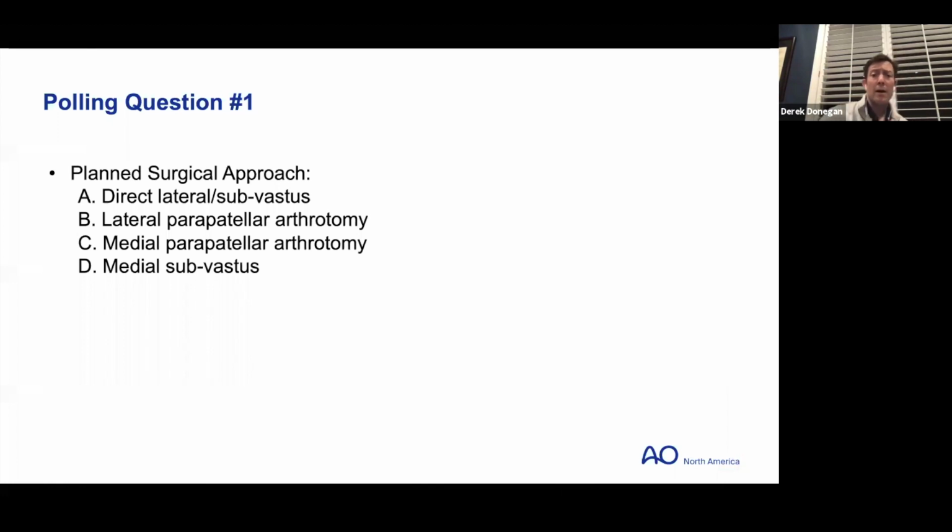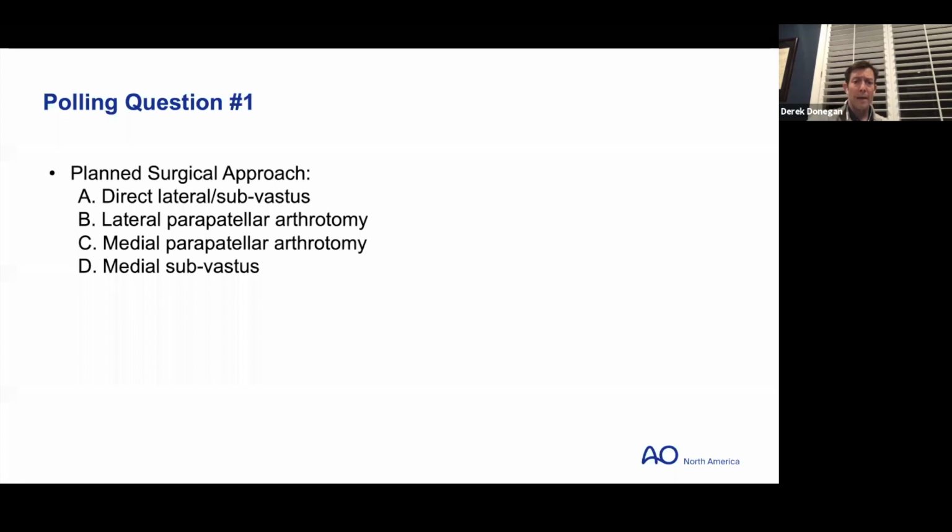So for the audience, how are you going to approach this injury? Are you going to do a direct lateral subvastus? Are you going to do an arthrotomy, either lateral or medial? Are you going to do a medial subvastus, or some combination thereof? So we can launch that and see where you take it. If you're watching, click on what you would do to approach this injury. Great. So most people, 64% or so, chose a lateral parapatellar arthrotomy.